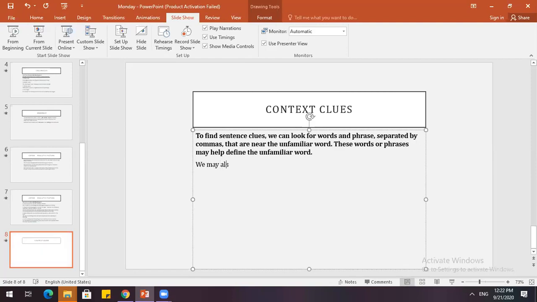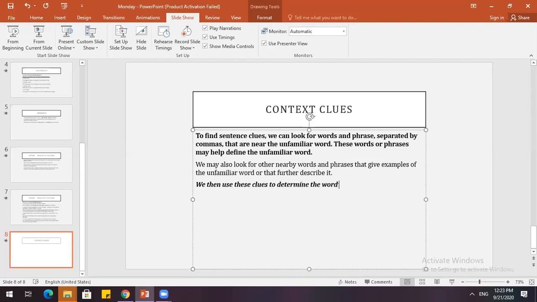We may also look for other nearby words and phrases that give examples of the unfamiliar word or that further describe it for us, all right? Further describe it. We then use these clues to determine the word's meaning. Is this clear, guys?